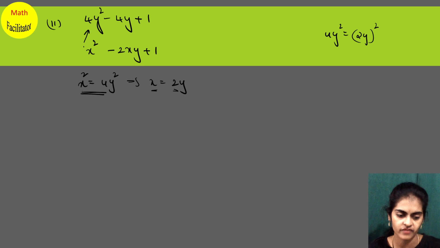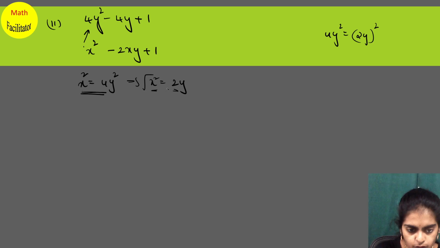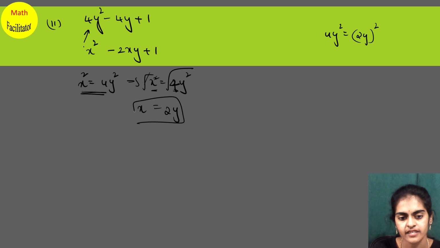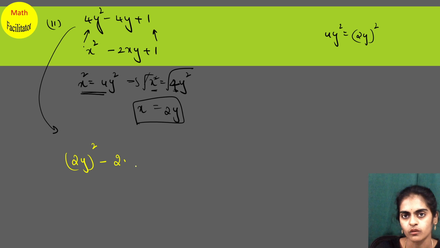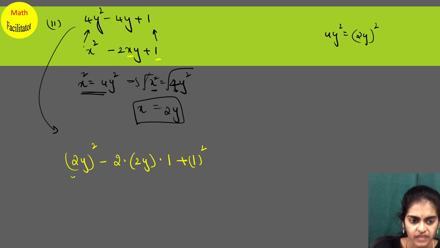X is 2y. Okay, if you take a root over this, if you want, I'm writing one more step extra. So taking a root over this, root cancel. So x is root 4 is 2 and root y square is y. So x you got it as 2y. And here in the place of y you have 1. 1 you can write as 1 square, isn't it? So this equation I'm just writing it again here. So I can write this as 2y whole square minus 2 into x. In the place of x I have 2y, into in the place of y I am taking 1, plus 1 square. Now this is like x square minus 2xy plus y square.